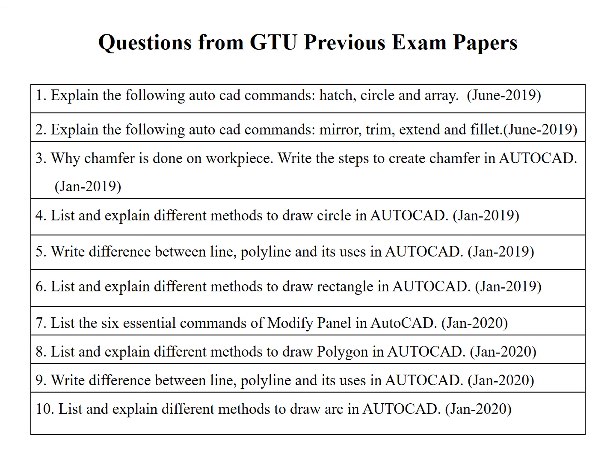List and explain different methods to draw a circle in AutoCAD. Similarly, write the difference between line and polyline, and their uses in AutoCAD. List and explain different methods to draw a rectangle in AutoCAD. List the 6 essential commands to modify a panel in AutoCAD. List and explain different methods to draw a polygon in AutoCAD. List and explain different methods to draw an arc in AutoCAD.